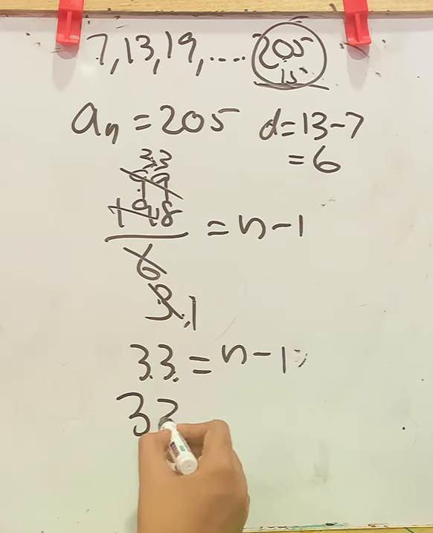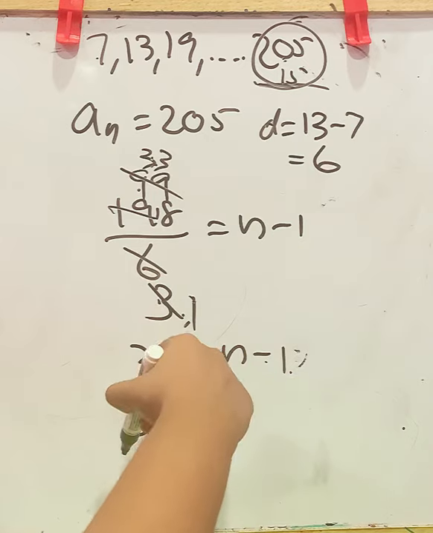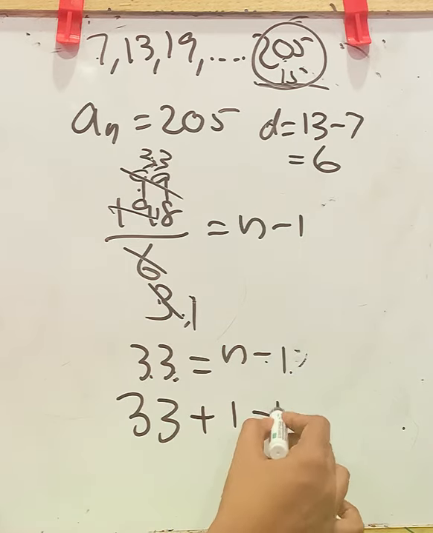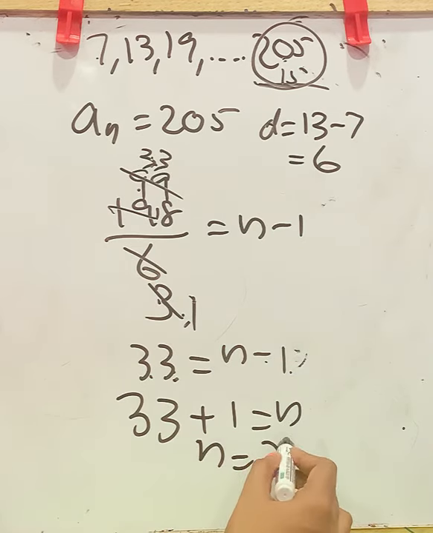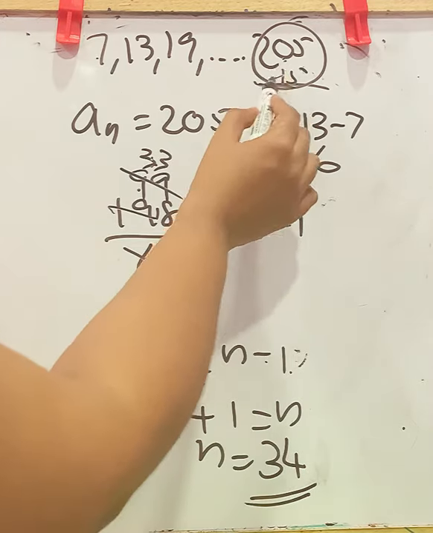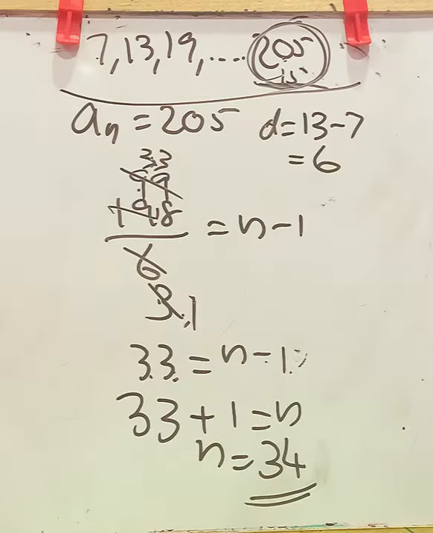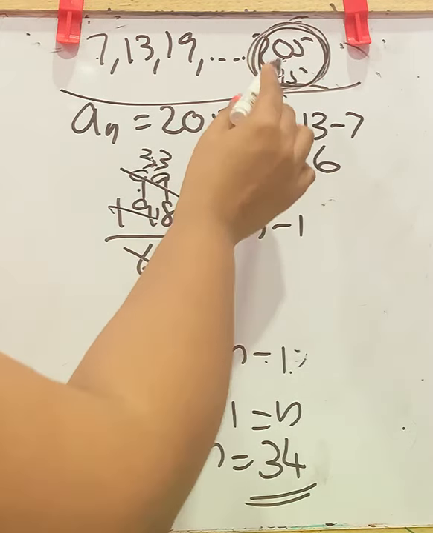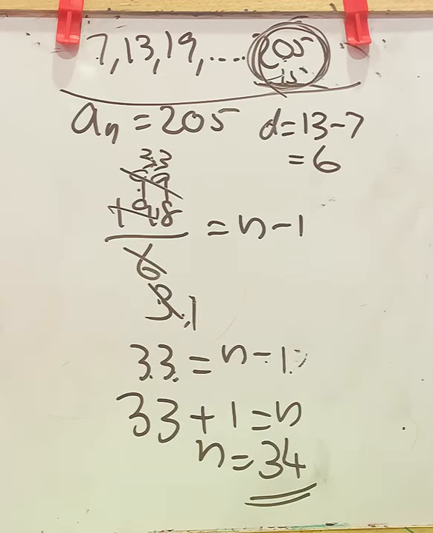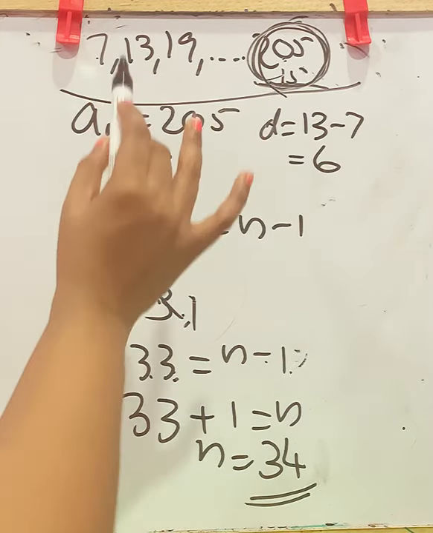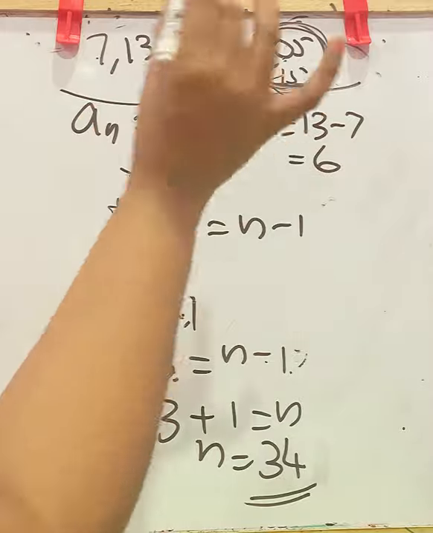Now 33, negative 1 taking to this side, it becomes plus 1 equal to n. n equal to 34. So this is 34th position. It means we have 34 terms in this AP. That is why the last number is 34th position. So we can conclude we have 34 terms in this AP.